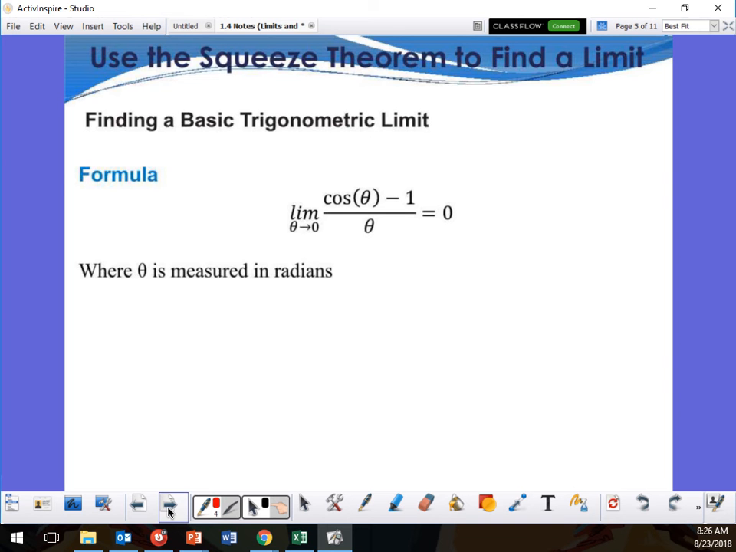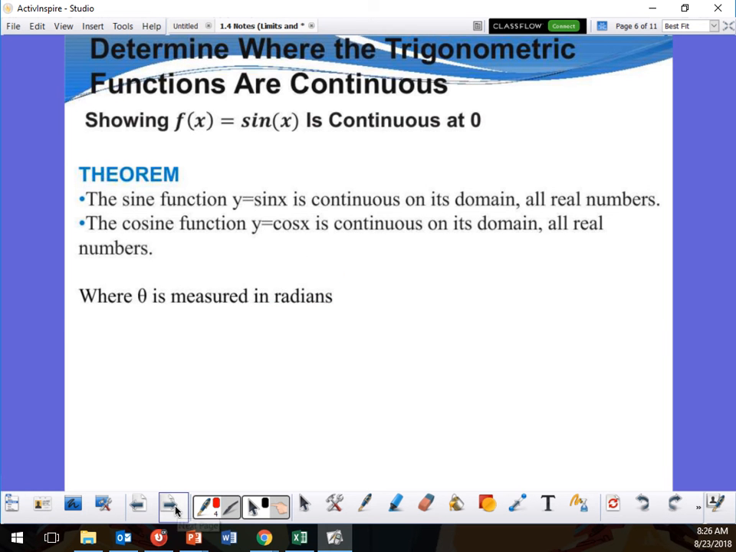So those two identities that I talked to you about, the one with sine and the one with cosine, we're going to use often. Okay? All right, and radians, always radians. Showing f of x equals sine x is continuous at 0. The sine function, sine x, is continuous on all its domain, all real numbers.